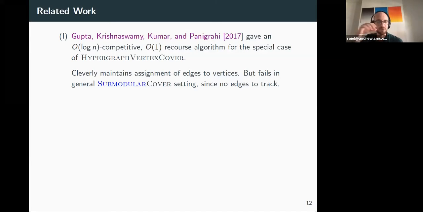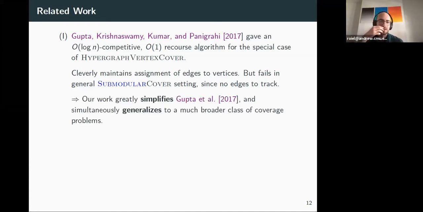Although this approach is very clever, it really fails in the setting of submodular cover because there are no more edges to track. There's just this nebulous notion of coverage and maximizing this coverage value, and it's not completely clear how to map this to that. So one angle on our work is that it's simplifying the analysis from their paper and simultaneously generalizing it to a much broader class of coverage problems.